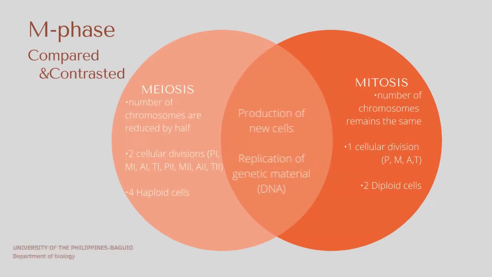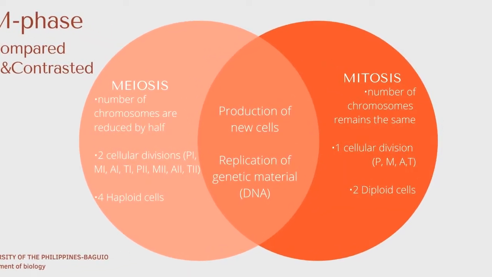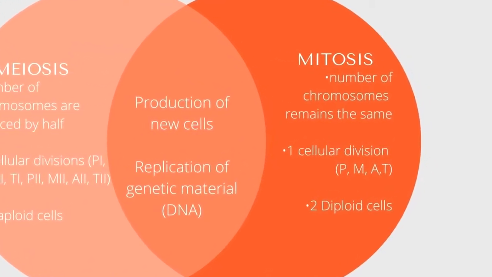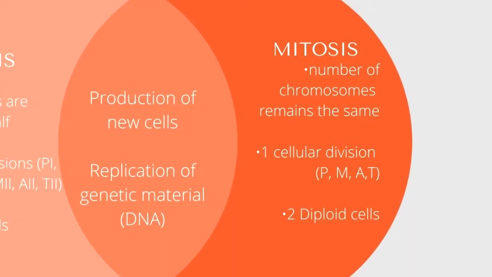To give a summary between your meiosis and your mitosis, let us try to study this Venn diagram. During your mitosis, the number of chromosomes would remain the same, and only one cellular division occurs, from your prophase to telophase. The end product would involve two diploid cells.